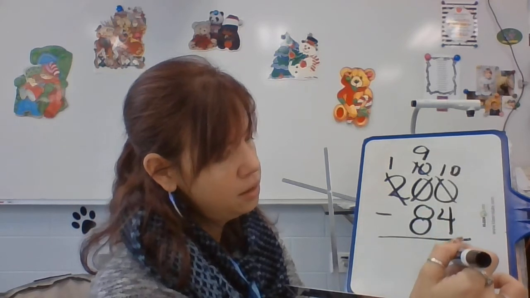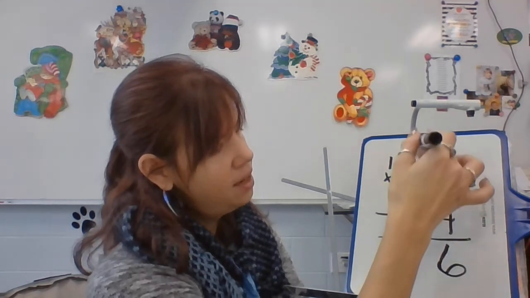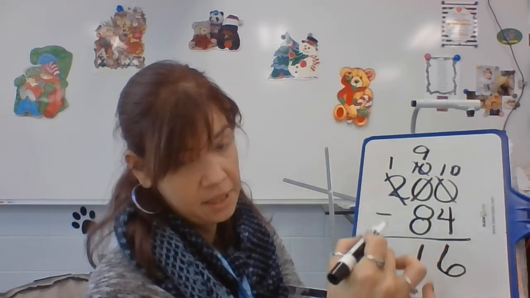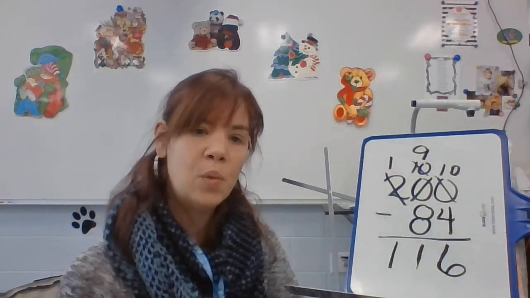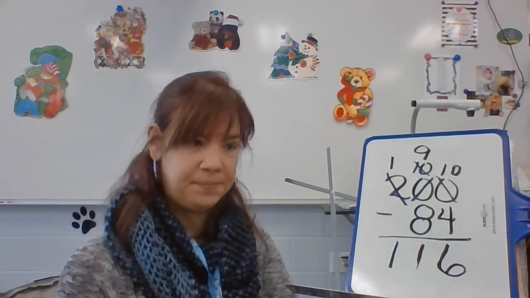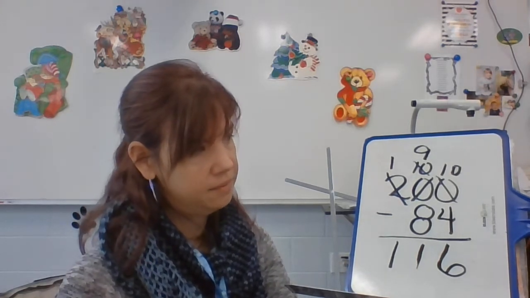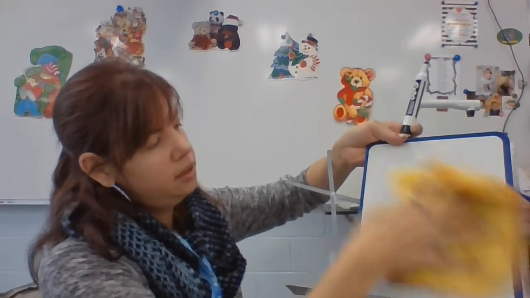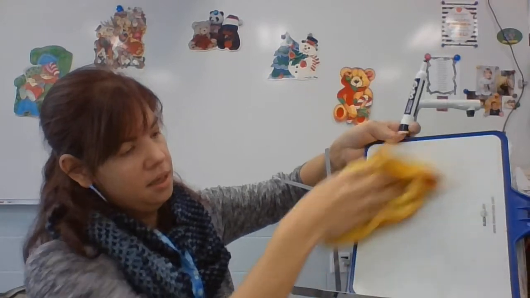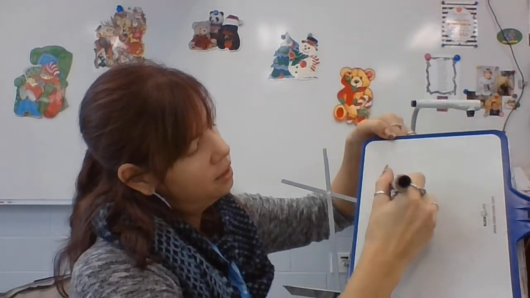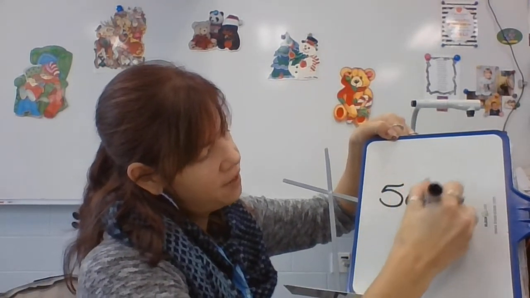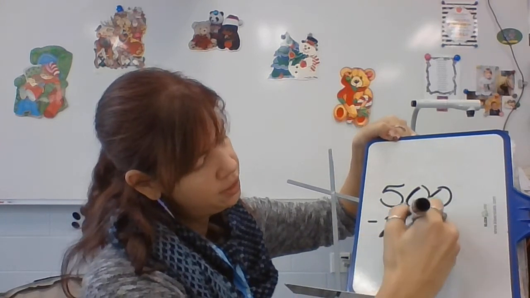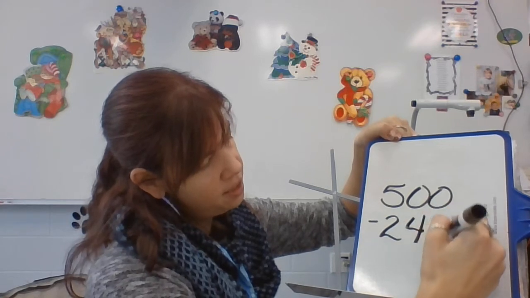10 minus 4 is 6. 9 minus 8 is 1. And 1 minus nothing in there just leaves us with 1 for 116. All right. 2 more, guys. 2 more. Number 5 is 500 minus 249.